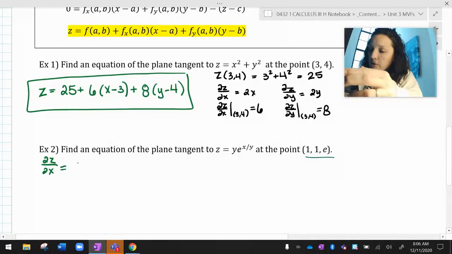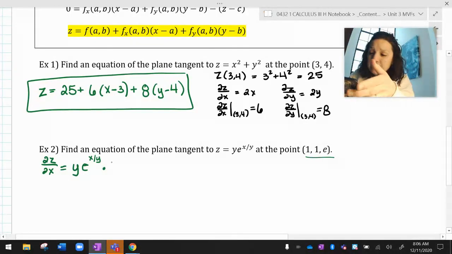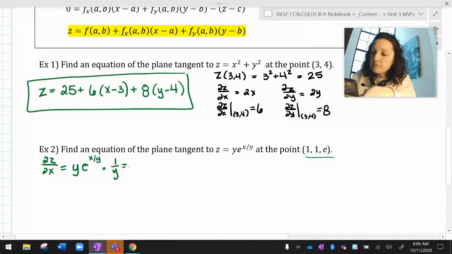Well, let's see. That y is like a coefficient, and the derivative of e^(x/y) is going to be e^(x/y) times the derivative of x/y, where x is a variable and y is a constant, and the derivative of that is going to be 1 over y. So ∂z/∂x is e^(x/y) divided by y, and ∂z/∂x at the point (1, 1, e) is going to be e^1 over 1, which is still e.